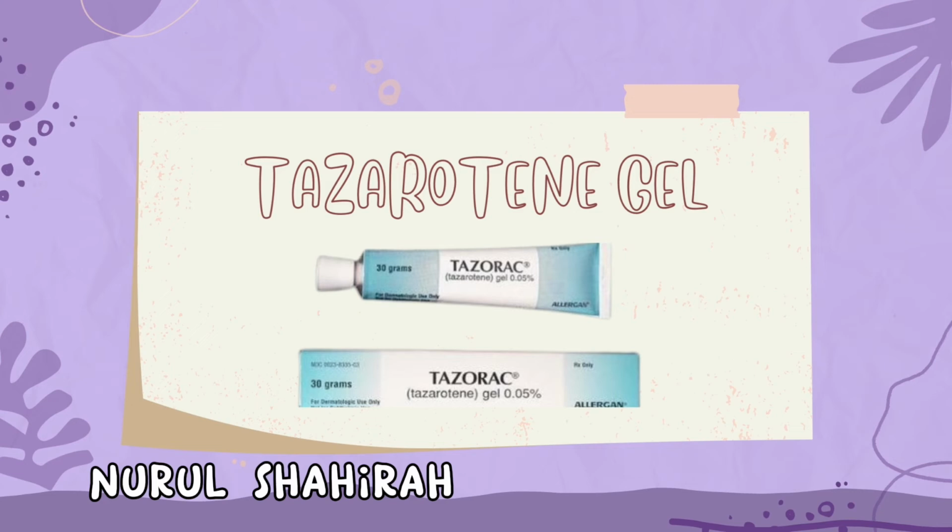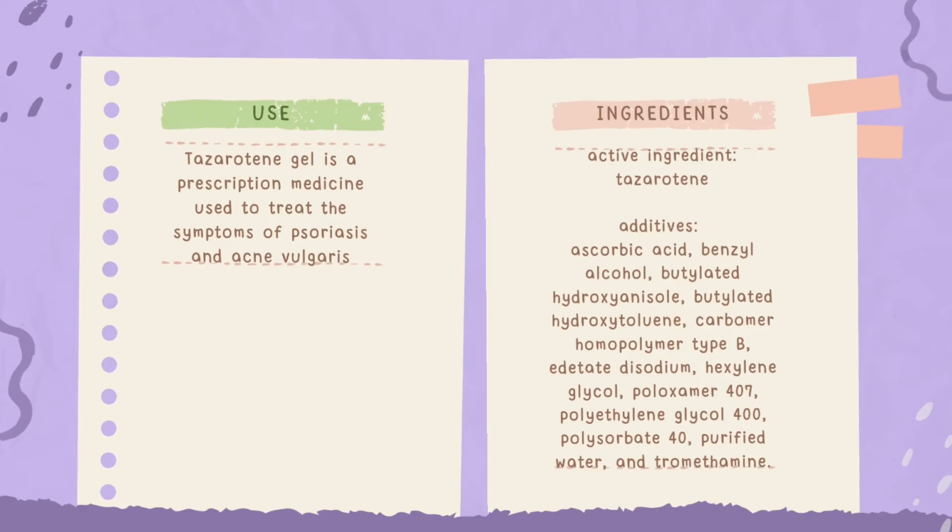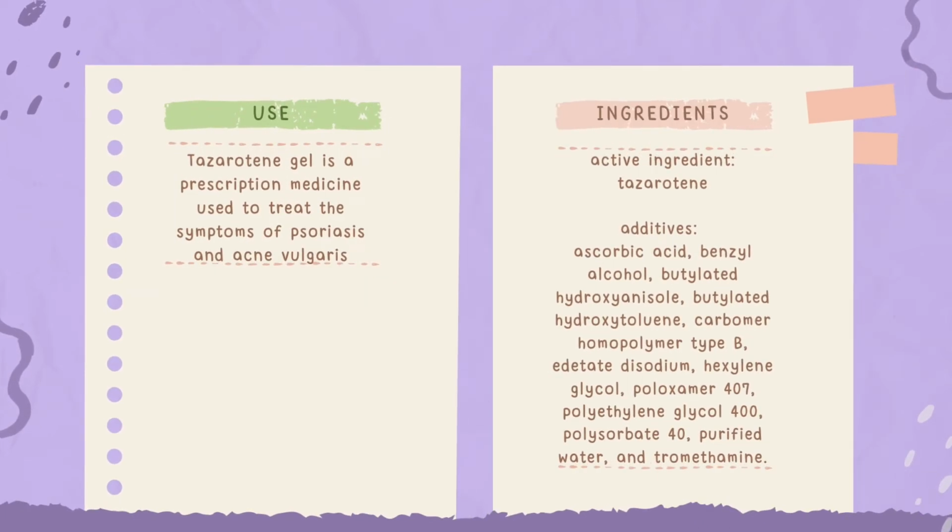The second gel medicine that can be used to treat psoriasis is Tazarotene gel. What is the use of Tazarotene gel? Tazarotene gel is a prescription medicine used to treat the symptoms of psoriasis and acne vulgaris.